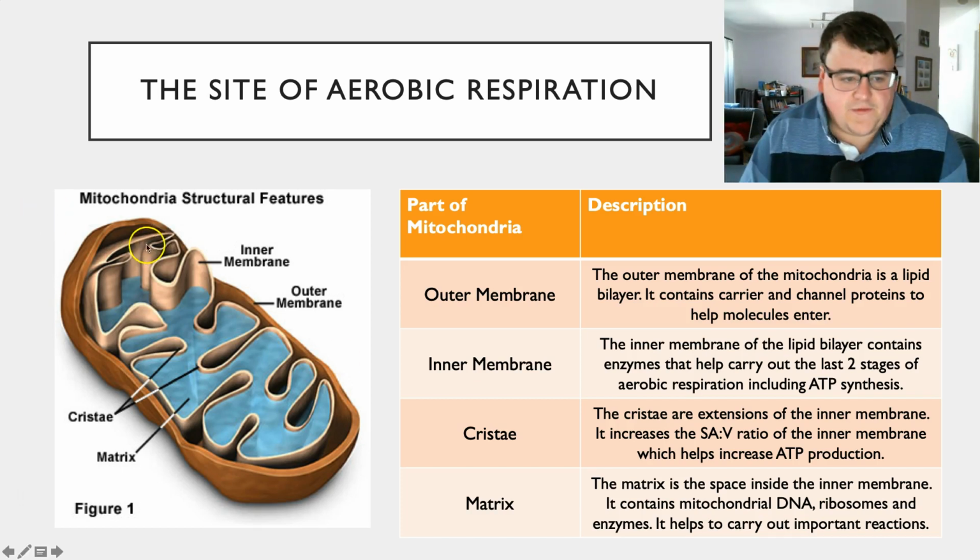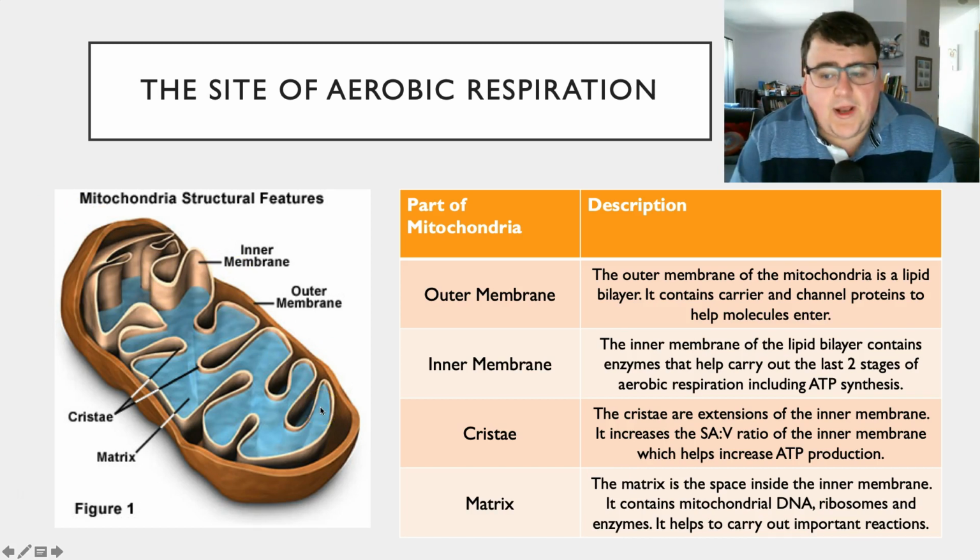The inner membrane, this folded up membrane here. The inner membrane, again, lipid bilayer, contains enzymes that help carry out the last two stages of aerobic respiration. So that's the Krebs cycle and the electron transport chain, remembering that glycolysis actually happens outside of the mitochondria. So it's only the last two stages of aerobic respiration that happen inside the mitochondria.